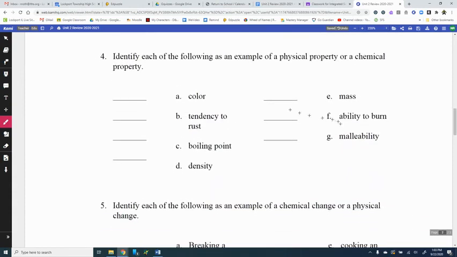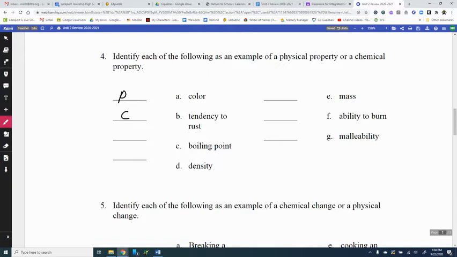All right, so next is physical or chemical properties. Now remember, a property is something that describes a substance. That is not a type of change it goes through. So physical properties or chemical properties, we're just going to do P or C. Color is a physical property. Tendency to rust is a chemical property that is describing how something reacts with something else. It's describing how iron reacts with oxygen.